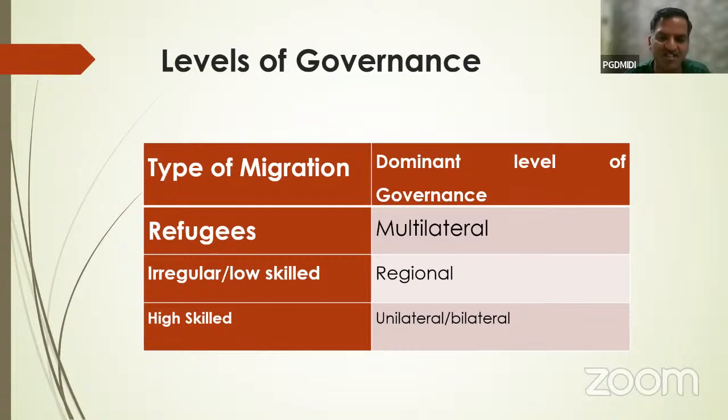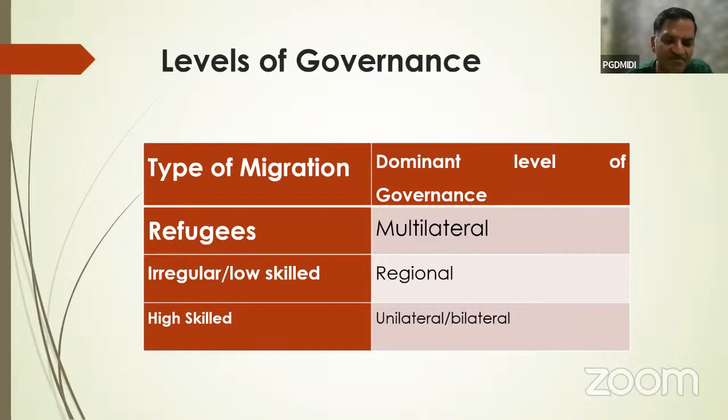Irregular and low-skilled migration is mostly regional, between countries, because low-skilled people, meaning irregular migrants, mostly go from one country to another. As I mentioned, low-skilled migrants can go within the country or within the continent, within ASEAN and all, like Indian people, and people from Bangladesh and Pakistan going to the GCC. So it is within the broad Asian context. Then high-skilled migration is also an important area of bilateral dealing. Sometimes it is unilateral also.